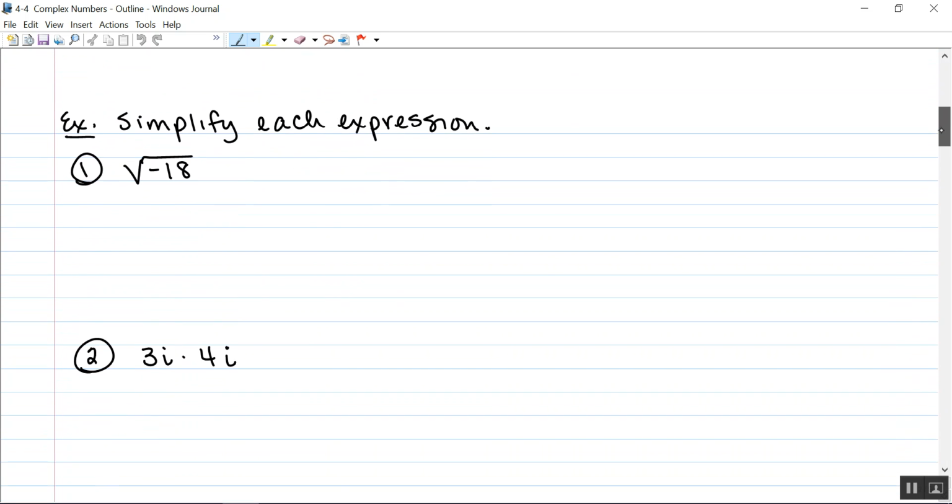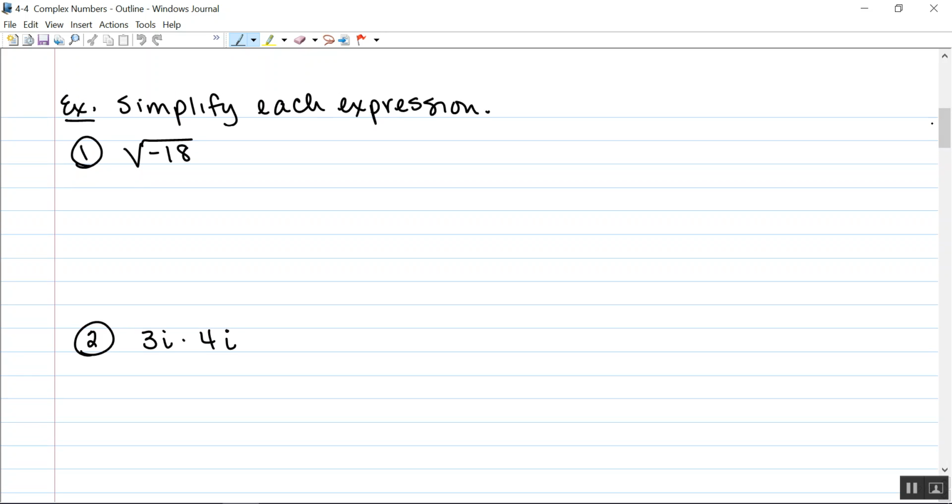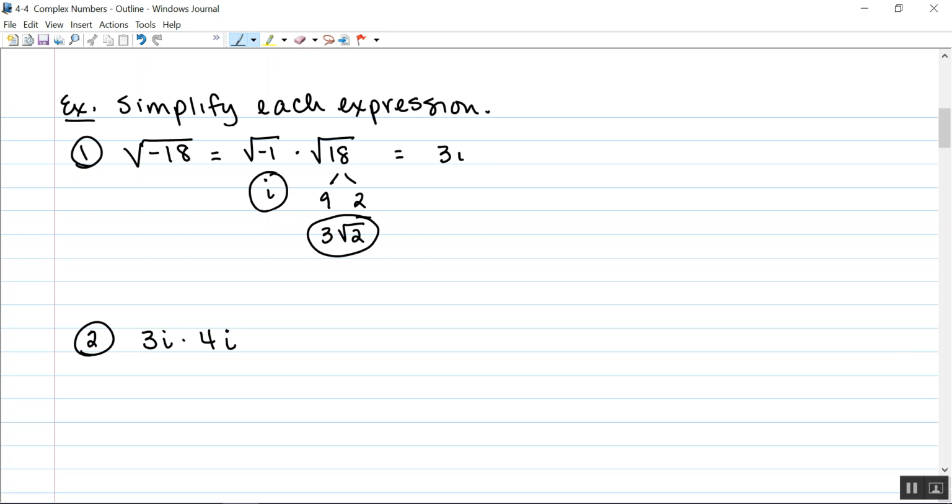Let's take a look at some examples. So simplify each of these expressions. The first one is the square root of -18. So I want to start by rewriting that as the square root of -1 times the square root of 18. Square root of -1 I know is going to turn into i. Square root of 18 I need to simplify, so let's factor tree that. 9 and 2. I know the square root of 9 is 3, so that's going to turn into 3 times the square root of 2. So I have an i and a 3 square root of 2, and we write it like this: 3i square root of 2.